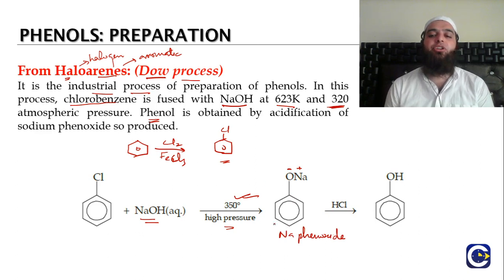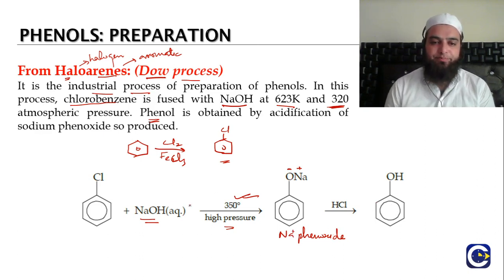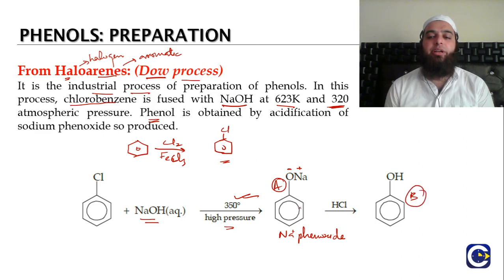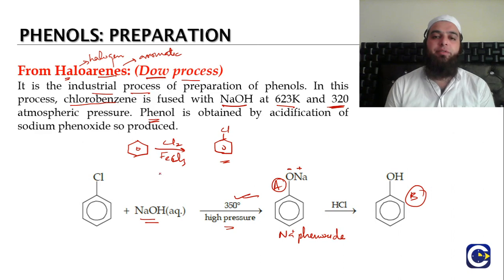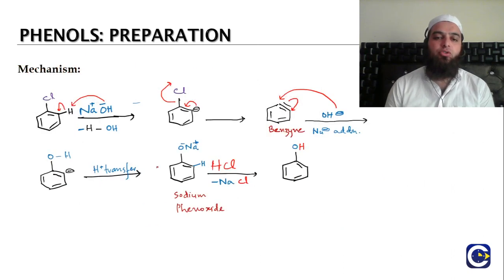On acidification of this sodium phenoxide with hydrochloric acid, we get the corresponding phenol as a product. So the first product of the Dow process is a phenoxide, and the second product, on acidification of the first, is the corresponding phenol. How this reaction goes, we'll discuss in a brief mechanism of the reaction.